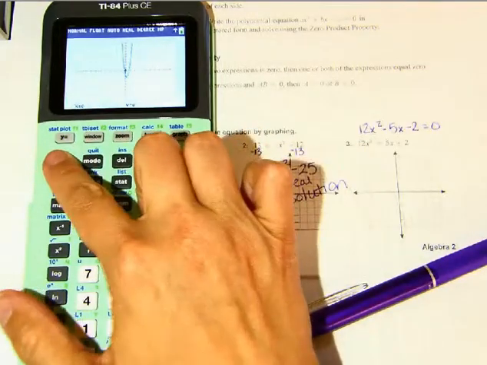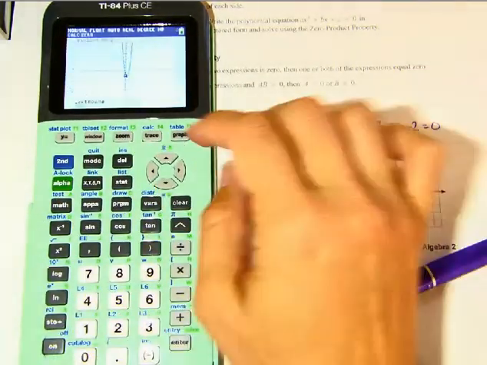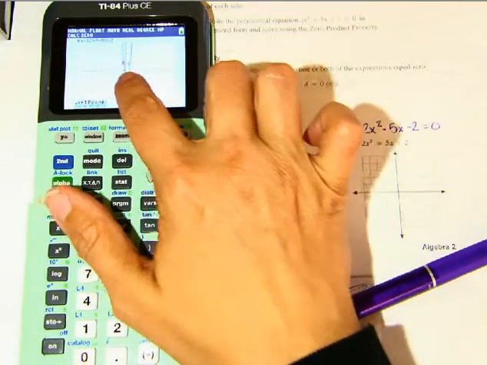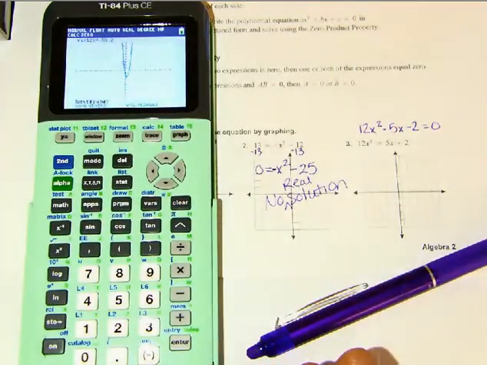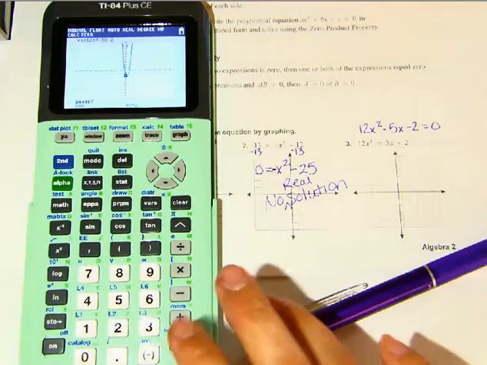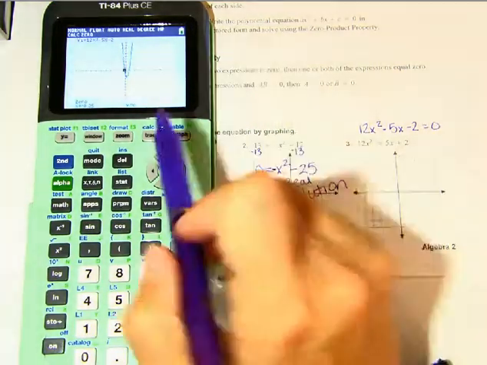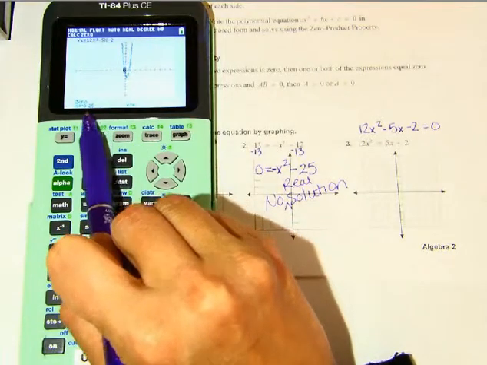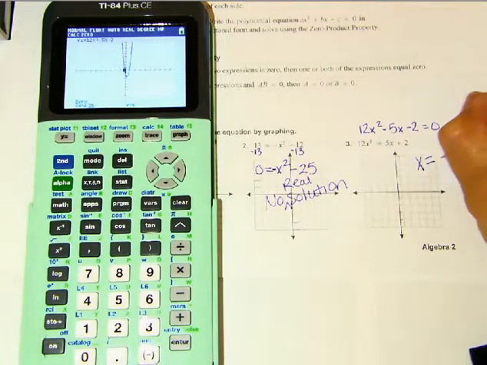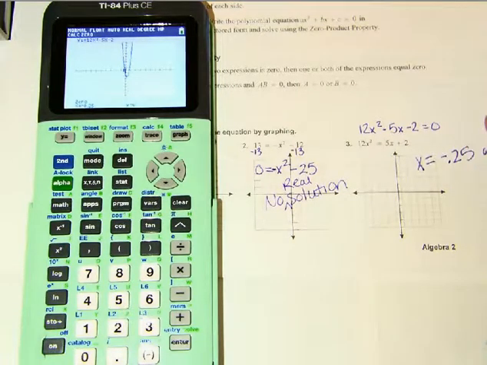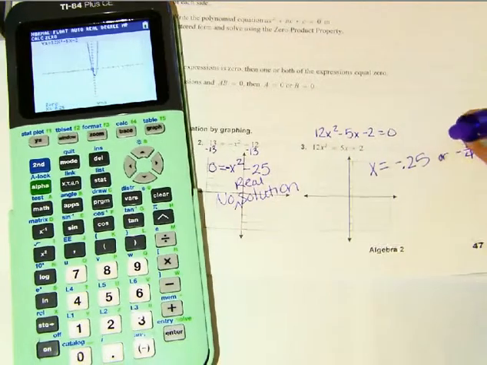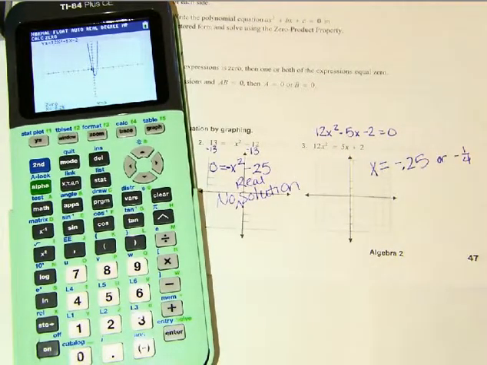So I'm going to have it calculate my 0. I need to go left bound of the first one, so that's to the left of where it crosses. Now I need to go right bound, but don't go past your other one, and then push enter. And this tells me when y is 0, I get a negative 0.25. So you could say x equals negative 0.25, or you could say negative 1/4. Those are the same thing.